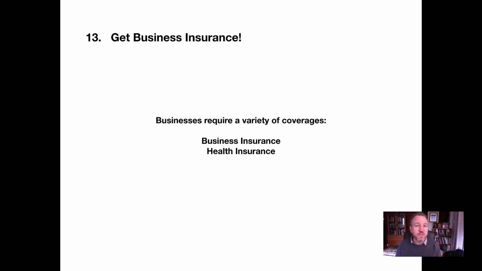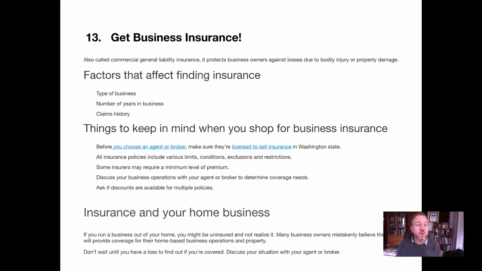Adjacent to getting all your business licensing and setting up your business bank account is getting business insurance. And there are a couple of types of business insurance you need to get and understand what they are. First of all is what we call general business liability insurance, and the other is making sure you're covered for health insurance in some form. Business insurance is also called commercial general liability insurance, and it protects you against losses due to bodily injury or property damage. There's different types of claims that can be filed against a business insurance policy.